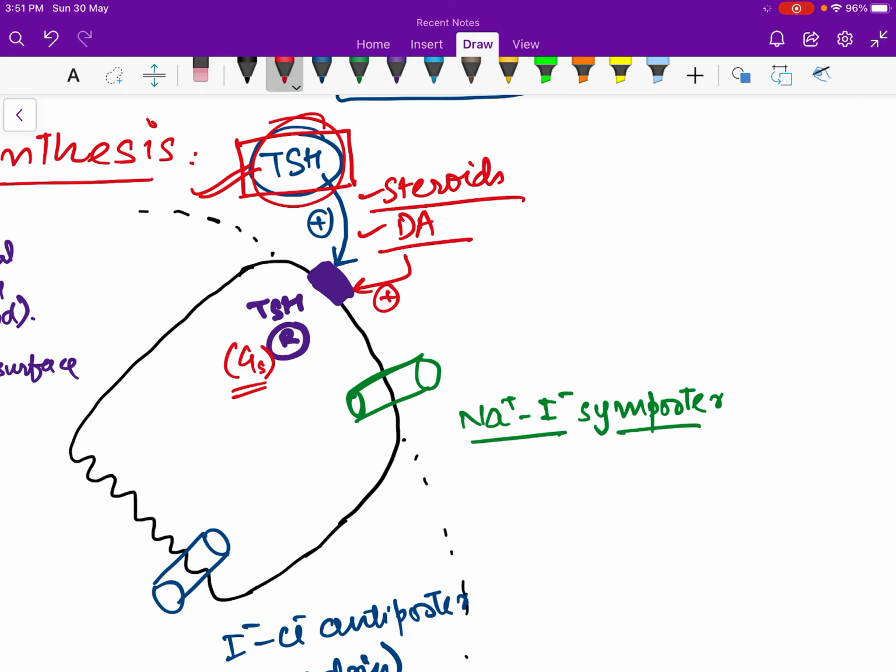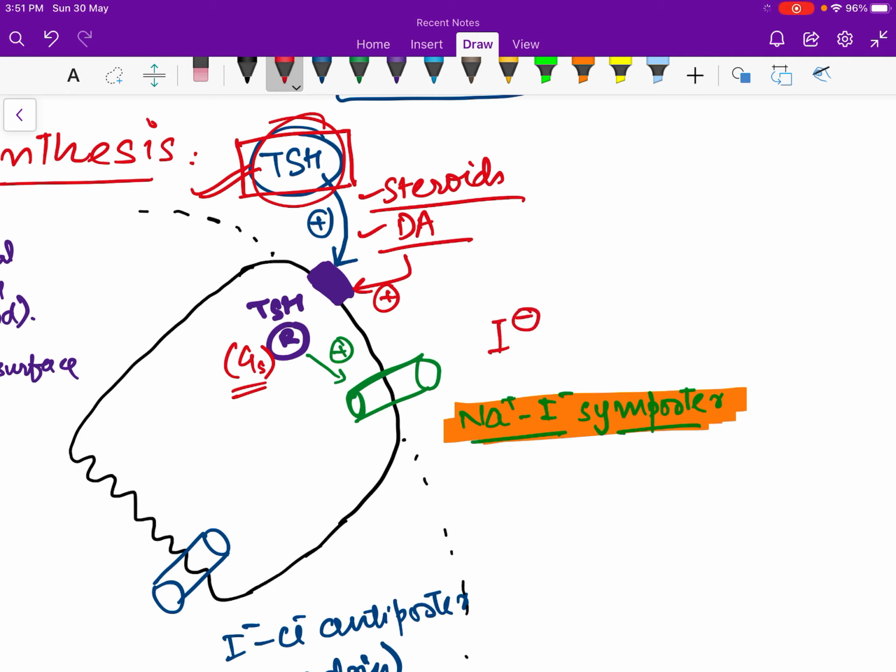So the first step: this channel will be activated. This is called the sodium iodide symporter. Through this channel, iodide ions will be taken from blood. This is the basolateral side, which is in contact with blood. So from blood, iodide ions will be taken into the follicular cell. This is step 1 in thyroid hormone synthesis, and it's called iodide trapping.